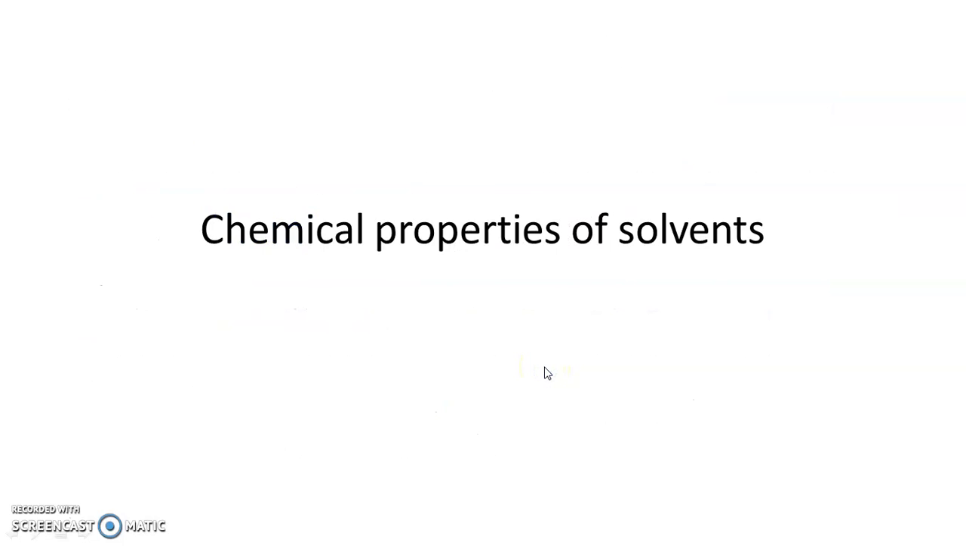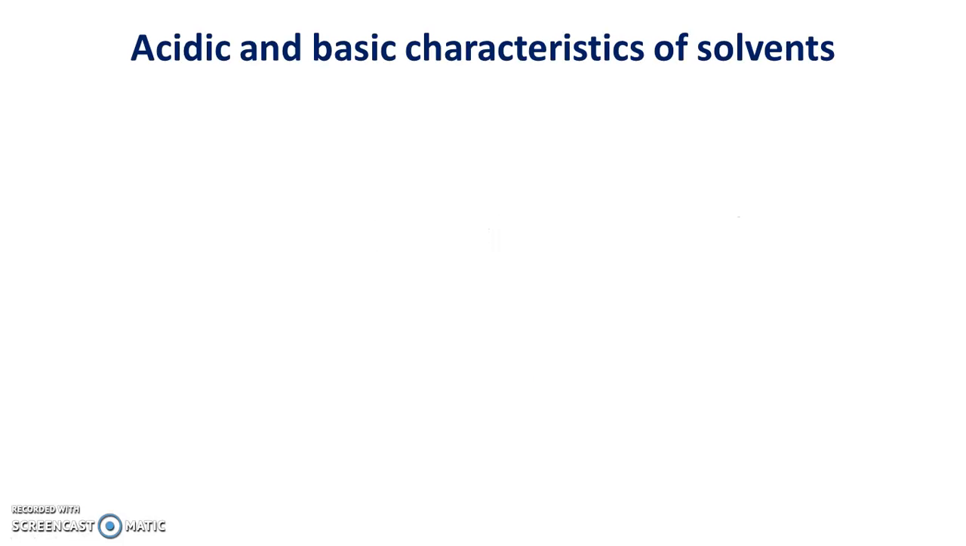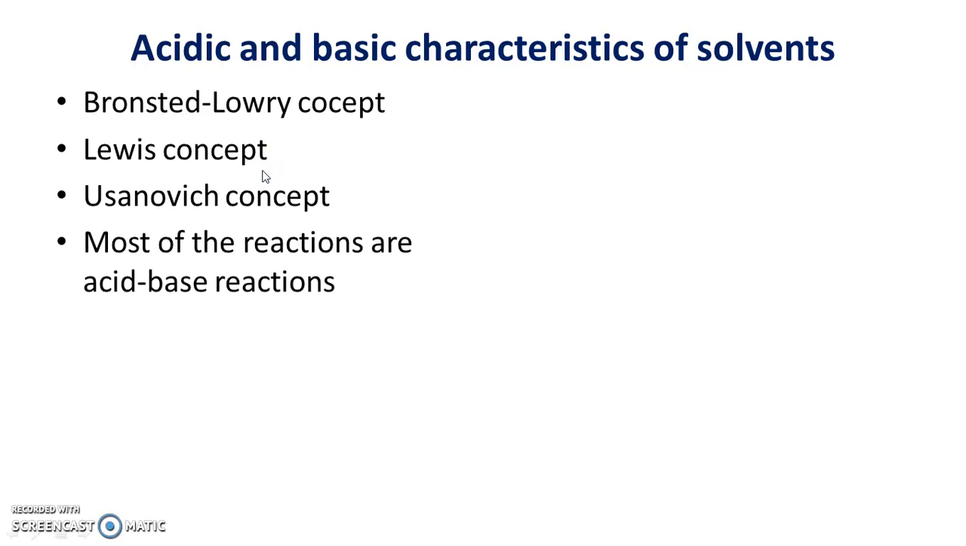Now next section, chemical properties of the solvents. The first important property is acidic and basic characteristics of solvents. Now according to the Bronsted and Lowry concept, acid is a proton donor and base is a proton acceptor. On the basis of Lewis concept, acid is an electron pair acceptor and base is an electron pair donor.